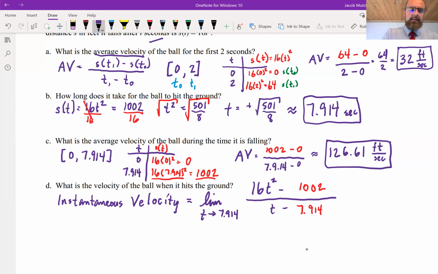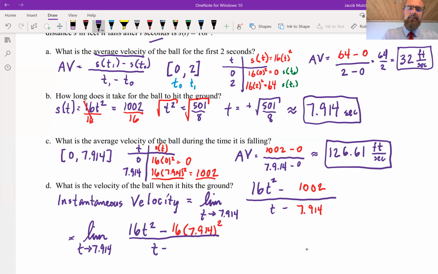So my next step, I'm going to call this the limit as time approaches 7.914 seconds, the time it takes for the ball to hit the ground. I won't change 16t squared, but I am going to change 1002 to 16 times 7.914 squared. Remember, our strategy in this situation is to cancel the denominator. So I'm looking for some way to factor that numerator to get a linear factor that matches this t minus 7.914.